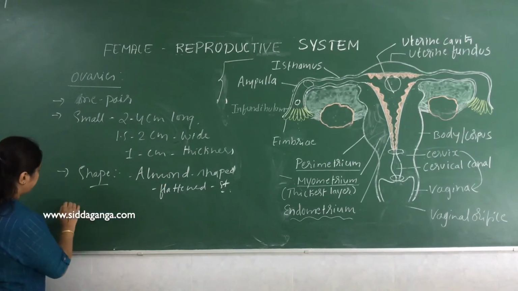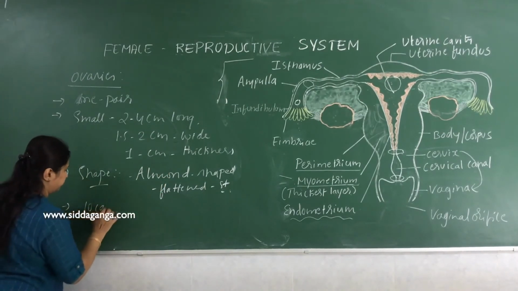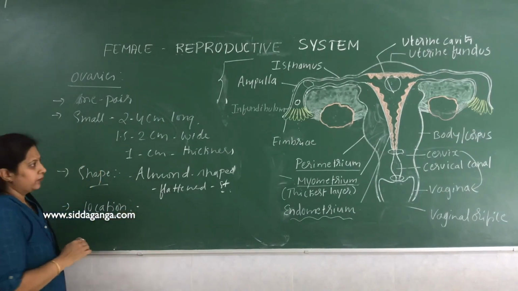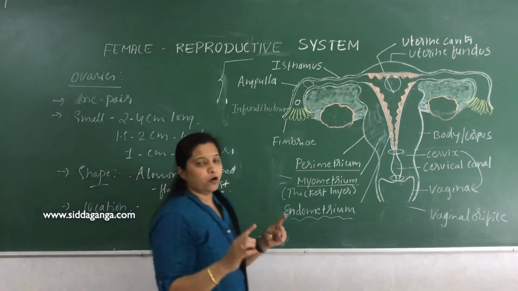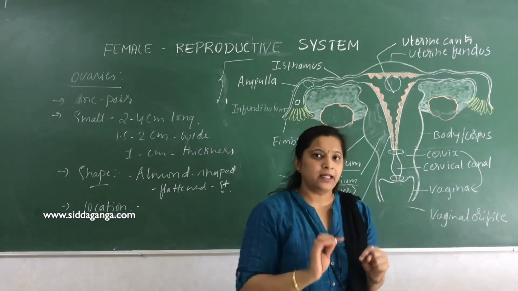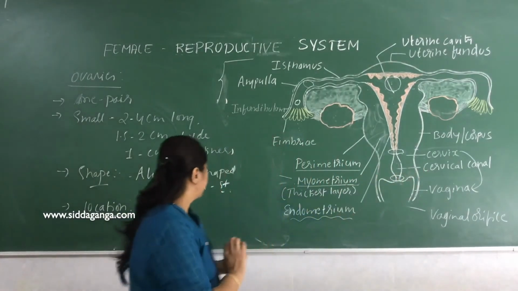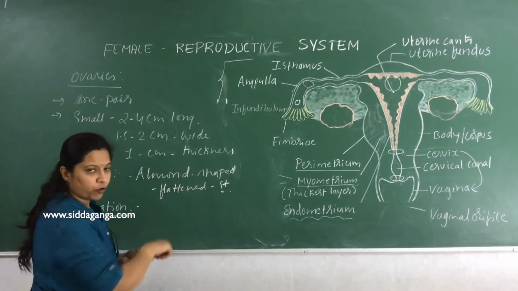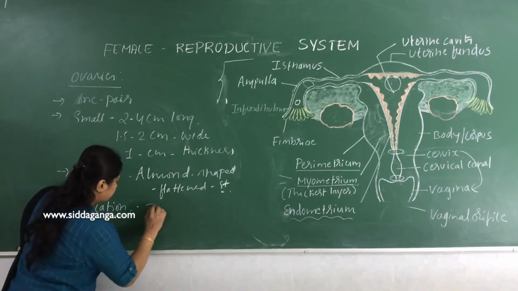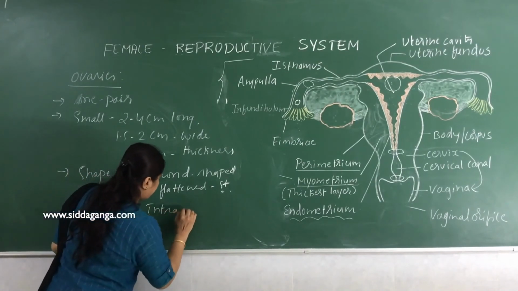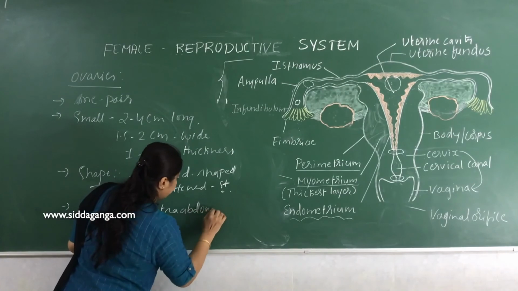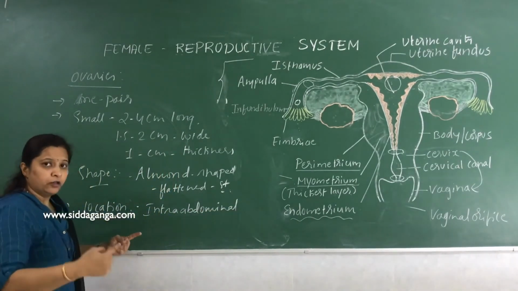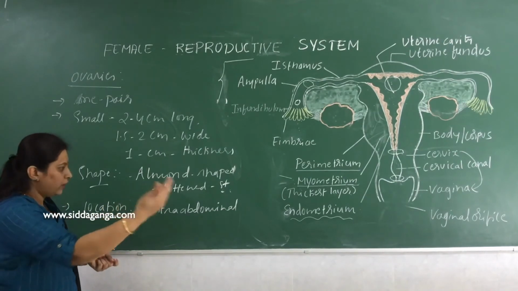Then location. Where exactly are the ovaries located? The two ovaries are located in the lower abdominal cavity, one on each side. So can we say they are intra-abdominal, because the two ovaries are present inside the abdomen? The ovaries are intra-abdominal, located in the lower abdominal cavity, one on either side.